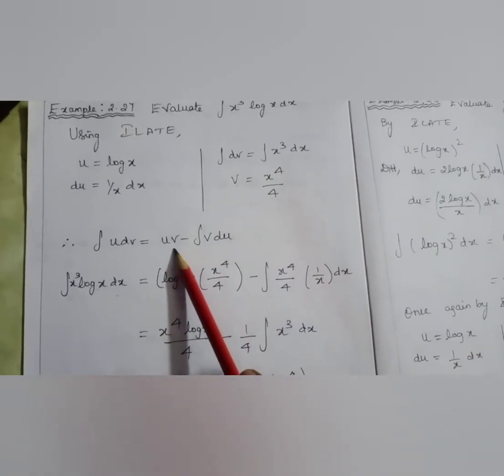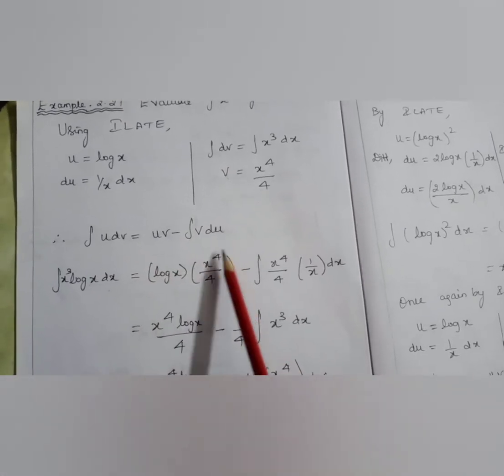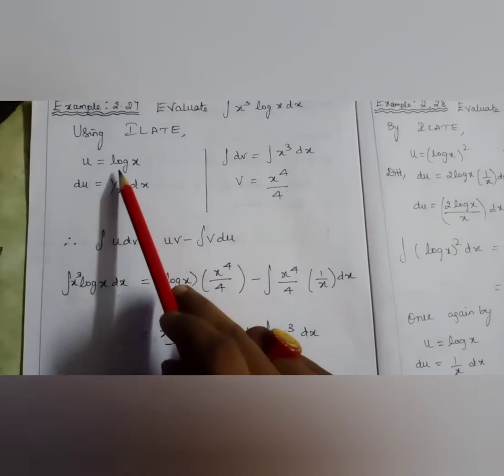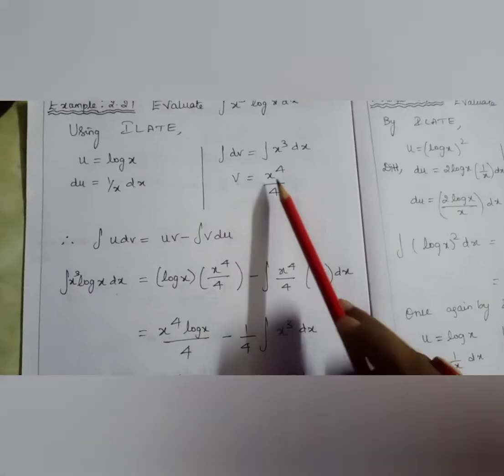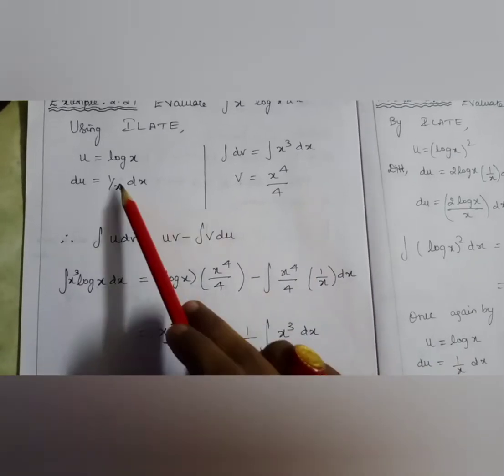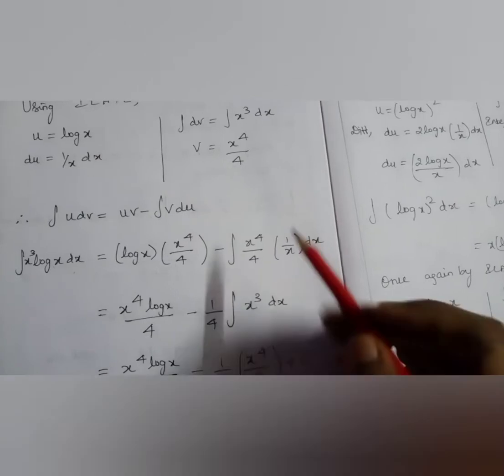Now the integration by parts formula is integral u dv is equal to uv minus integral v du. Now substitute u into v, that is log x into x power 4 by 4. See, I have written minus integral v, that is x power 4 by 4, into du, which is 1 by x into dx. So x and x power 4 will get cancelled. So I am getting it to be x cube here.